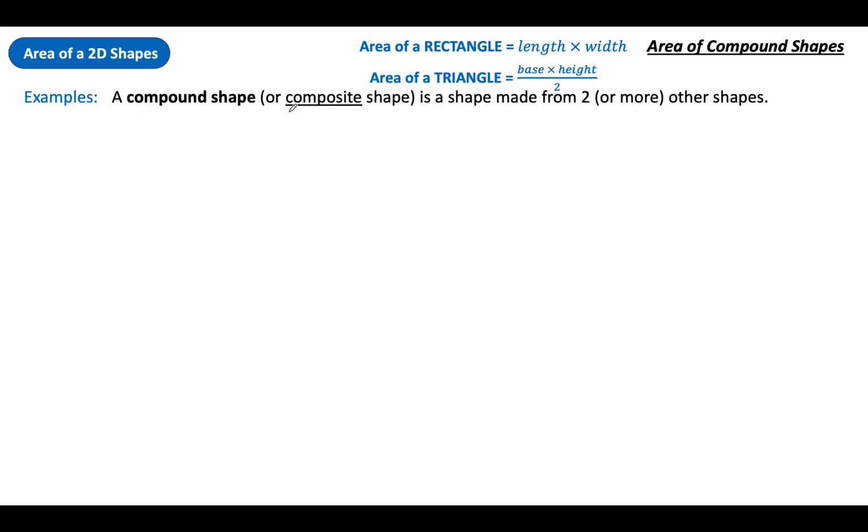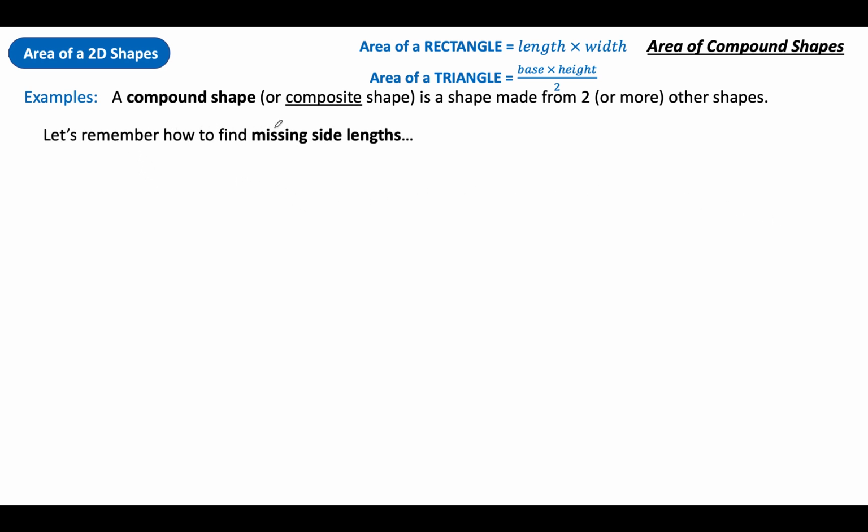A compound shape, or composite shape as they're sometimes called, is a shape made from 2 or more other shapes. Quite often for us it'll be like an L shape, so it might be one rectangle stuck together with another rectangle. But of course when it's drawn, the lines joining the shapes aren't usually there. All right, so that's what you mean by composite shape. It also might be, say, a rectangle with a triangle on top. All together, that is a composite shape.